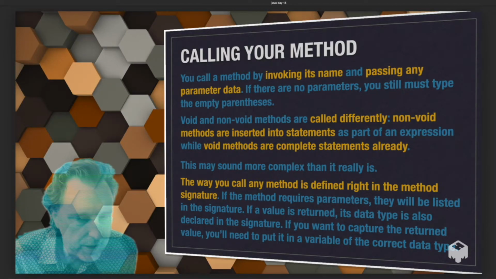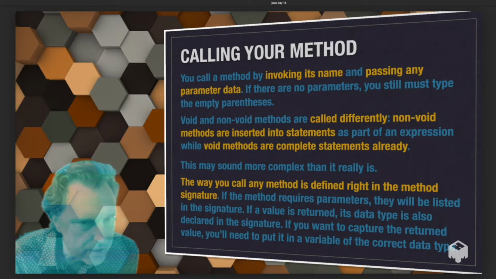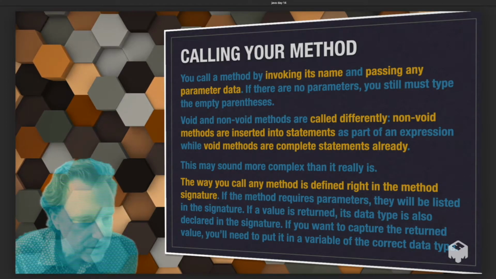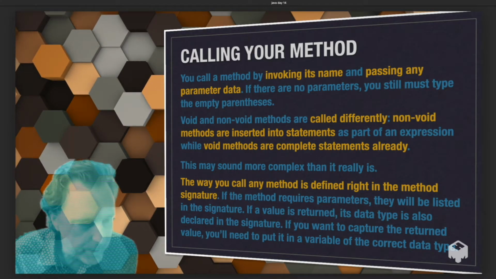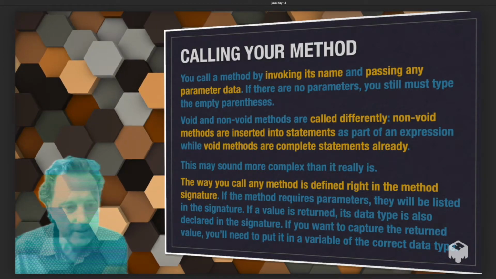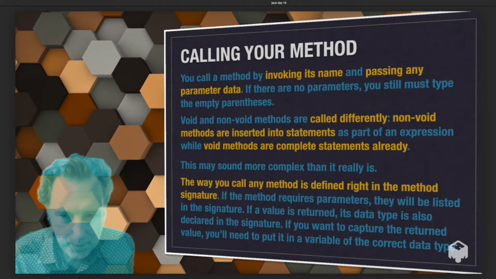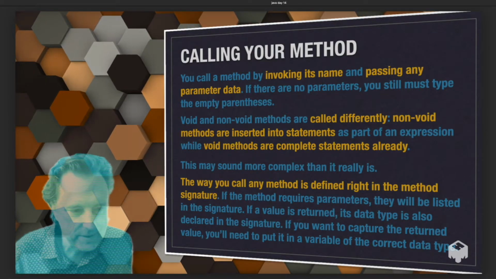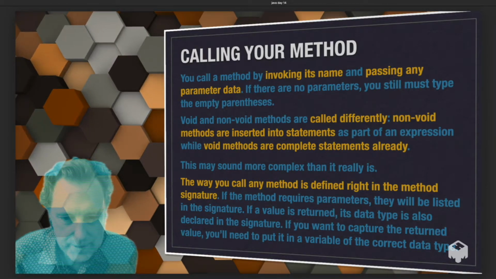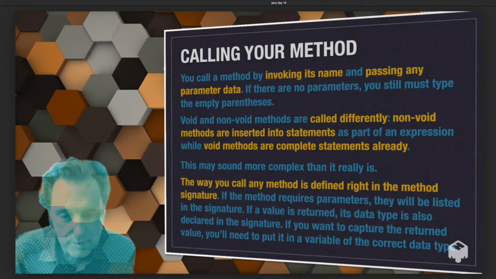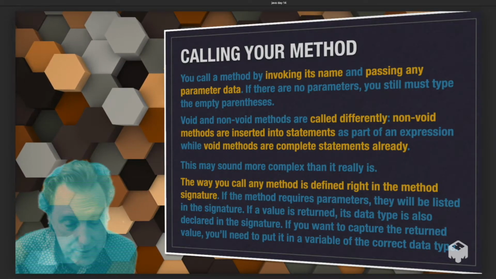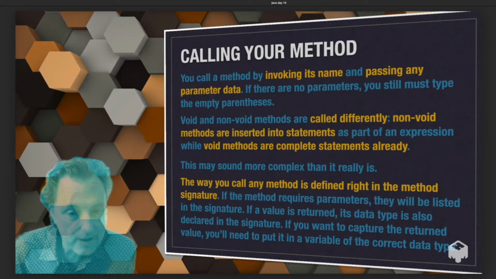The other thing about void and non-void, these are called differently. So non-void methods are inserted into statements as part of an expression. And then void methods are complete statements on their own. And that may sound more complex than it really is, and obviously the next slide has examples. But the way you call any method is defined right in the method signature. If you're not sure how to call a particular method, you could just scan down to the method signature and see, okay, what's the name? Does it take parameters? What are the data types of the parameters? And what order do they have to be in?